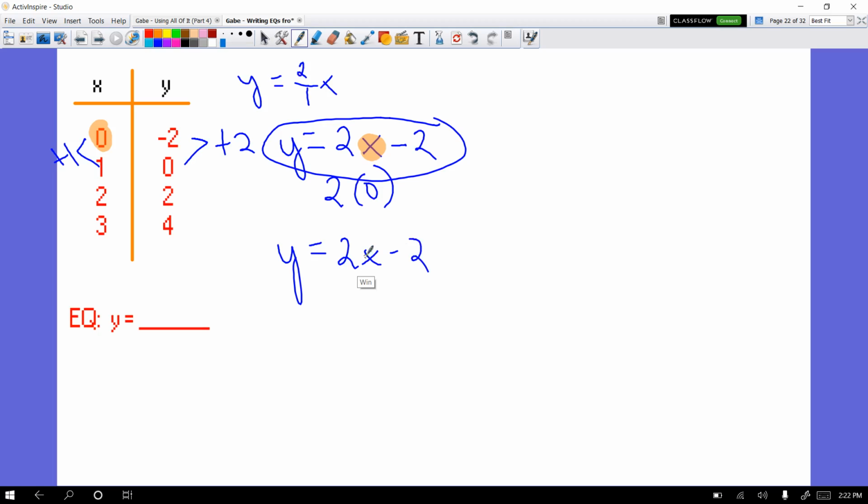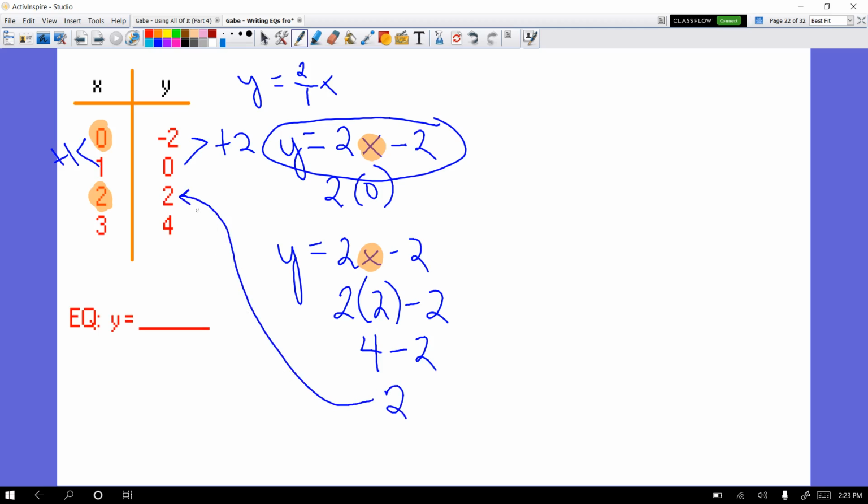Whenever I plug in any x value in here, it should come out to its corresponding y value. So I'm going to choose 2. Put it in for x. 2 times 2 minus 2. 2 times 2 is 4. Minus 2. 4 minus 2 is 2. Is that what it's supposed to be? Oh yeah! Nailed it. So 2x minus 2.